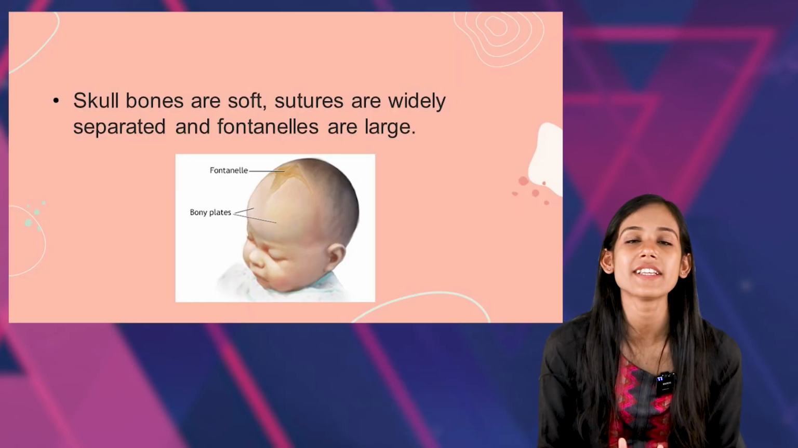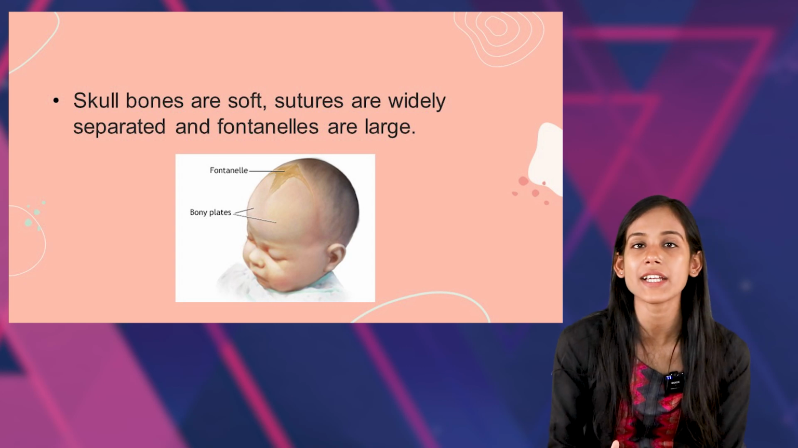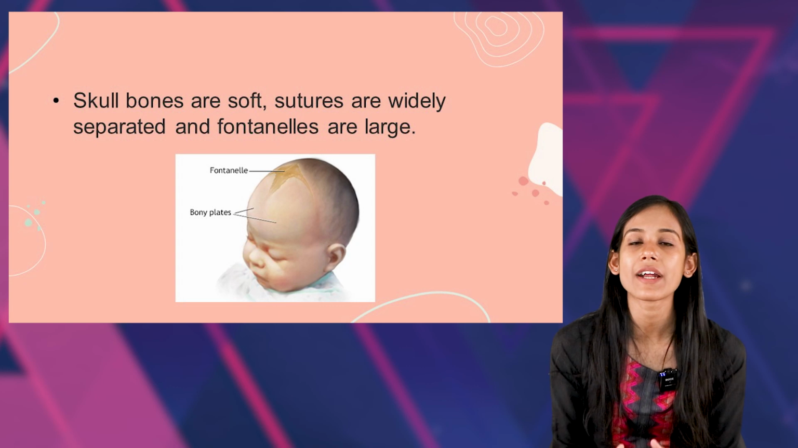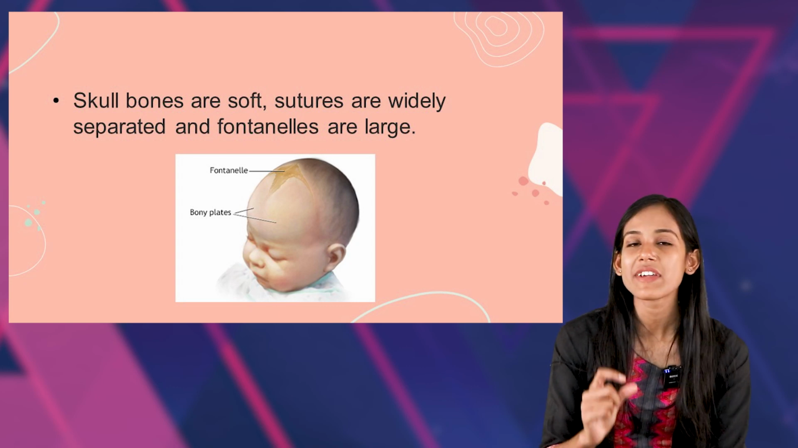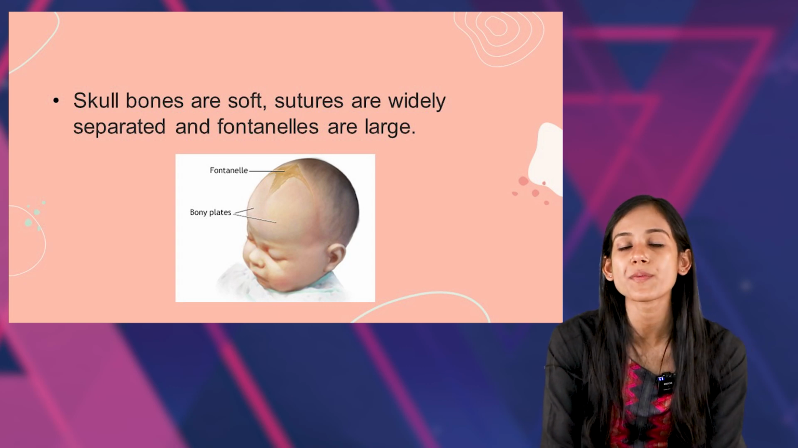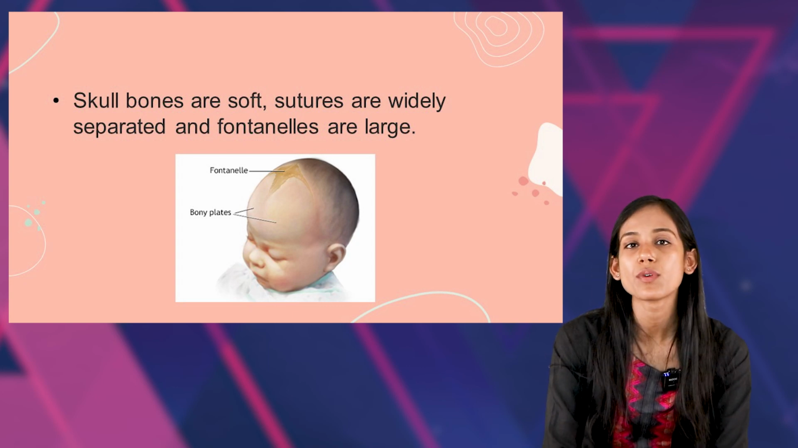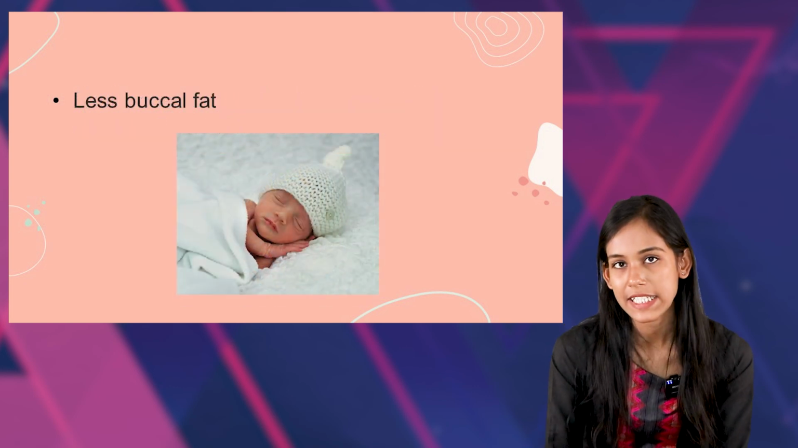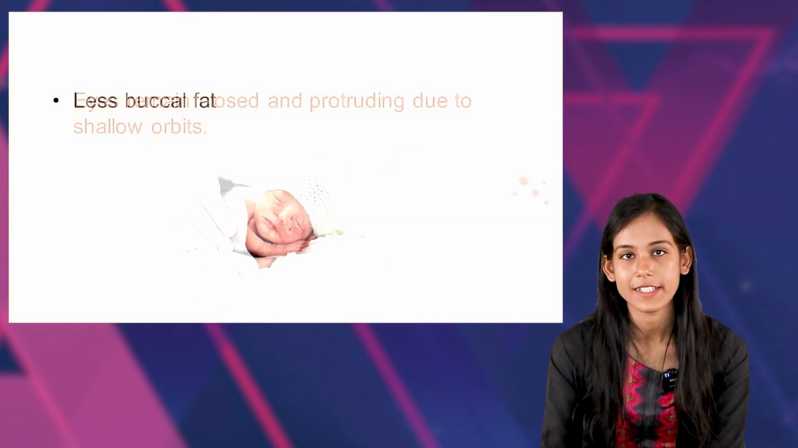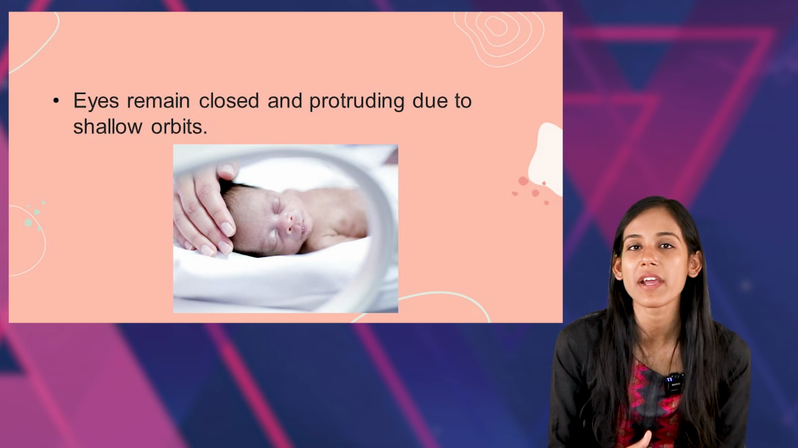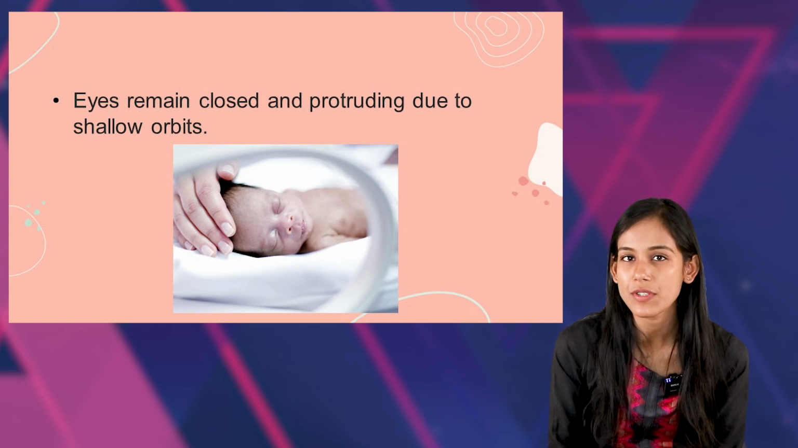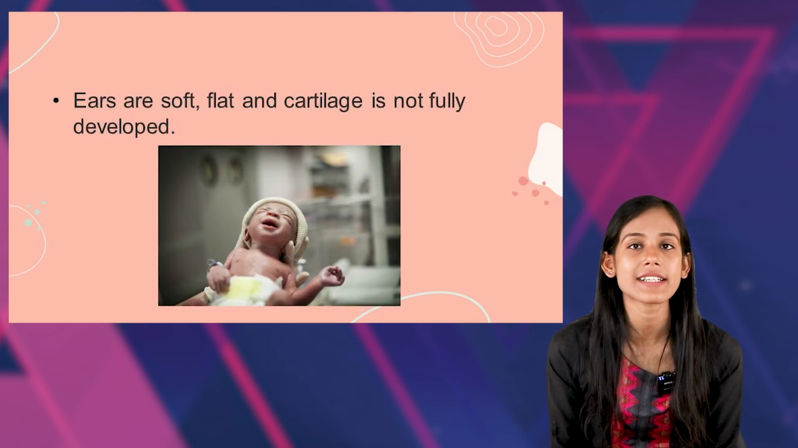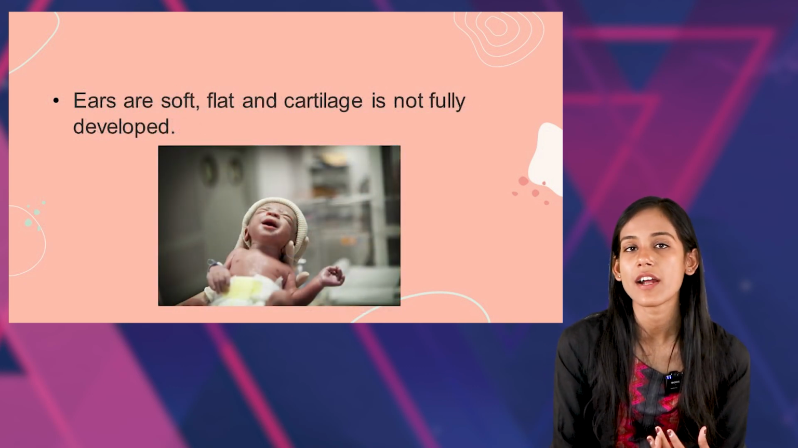Regarding the head, we have already said that the head would be larger than the body, and the skull bones would be softer, and we can see the sutures would be widely separated. Sutures won't be joined, and the fontanelles would be large. Also, we can see that there would be less buccal fat. The eyes remain closed and will be protruding due to the shallow orbit. And the ears are soft, flat, and the cartilages are not fully developed.